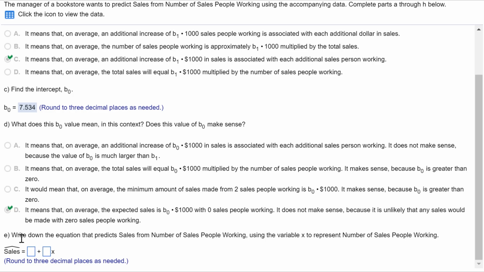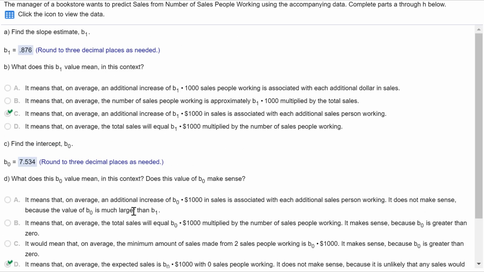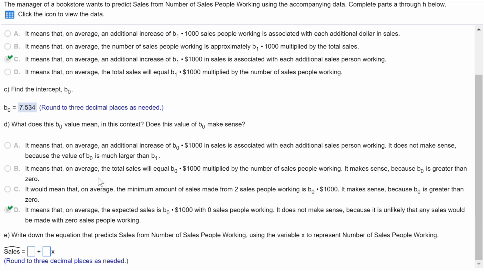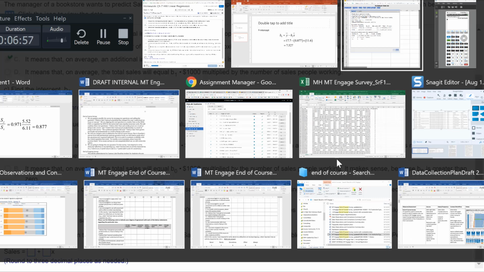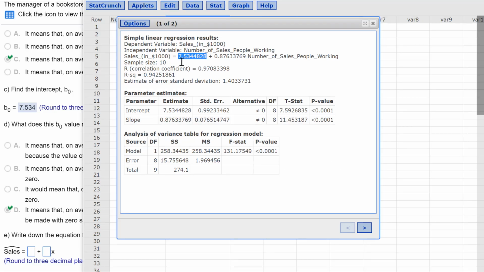Now write down the equation that predicts the sales from the number of salespeople working, using the variable x to represent the number of salespeople working. And we've already kind of done that. Again, here's our equation right here, 7.534 plus 0.876 times number of salespeople working.